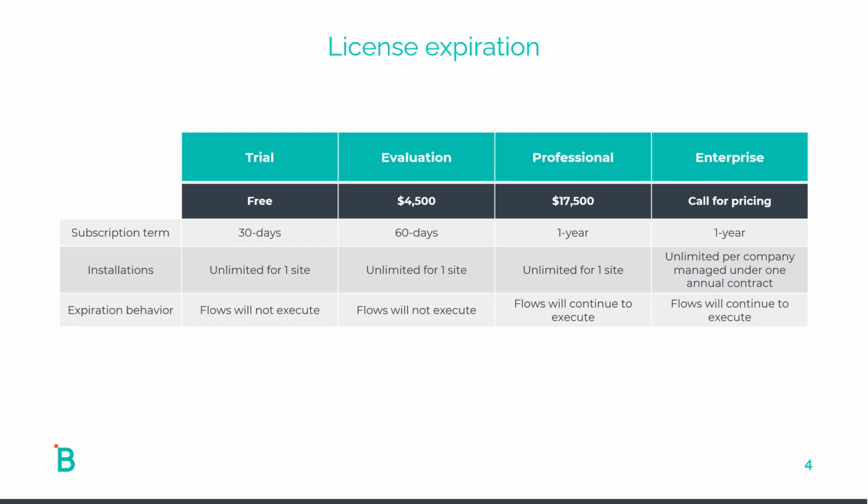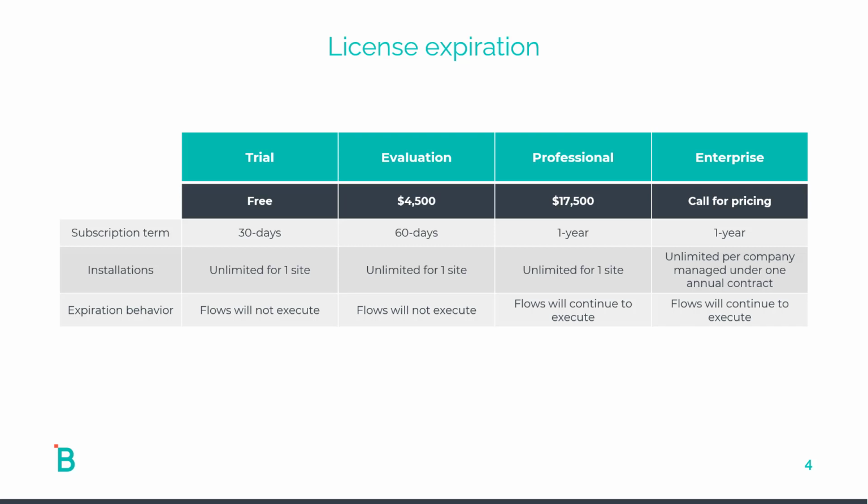Let's talk about what happens when a license expires. For trial and evaluation license, the expiration behavior is the flows will simply just not execute. You'll still have access to the user interface and see your project and everything that you've built, but you won't be able to move or flow that data out.